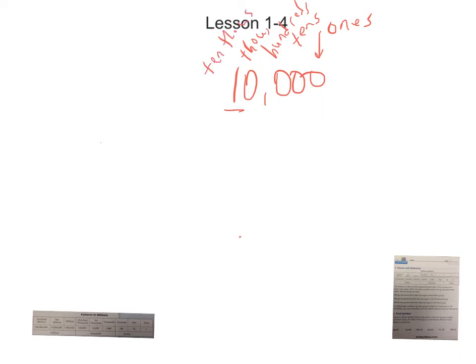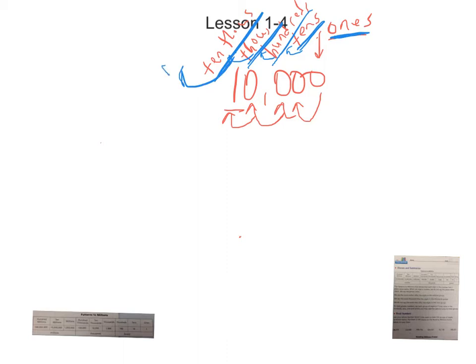I want you to realize that every time the place value goes up 1, it's always a times 10. Okay? 1 times 10 equals 10. 10 times 10 equals 100. 100 times 10 equals 1,000. 1,000 times 10 equals 10,000. 10,000 times 10 would equal 100,000. I'm just going to write this short because you know what I'm getting at. And then times 10 again would equal millions.